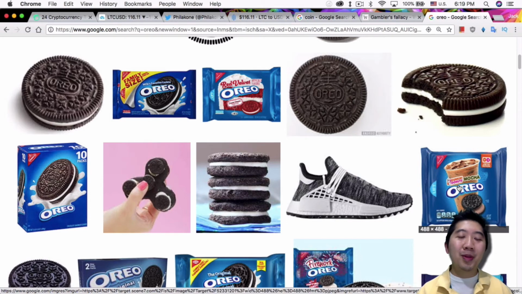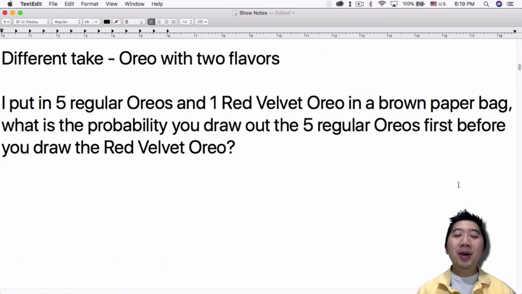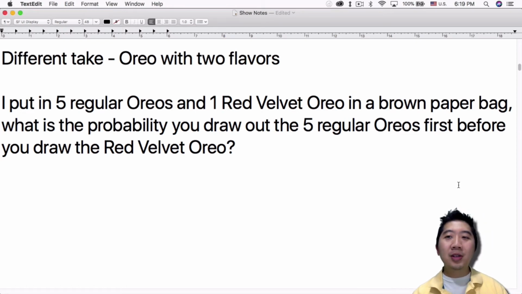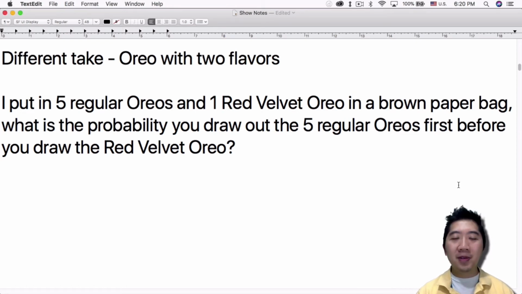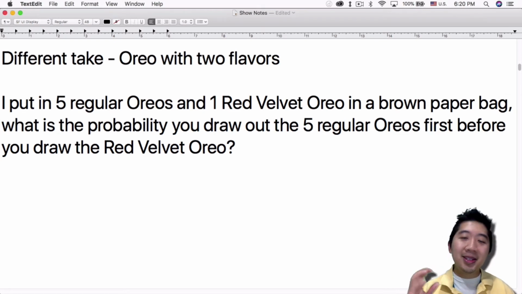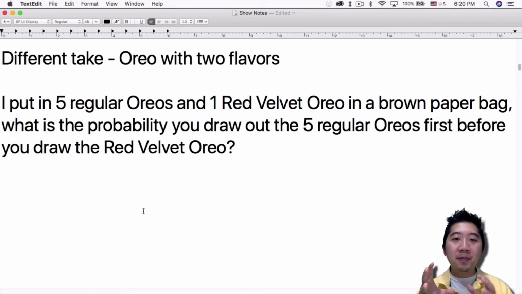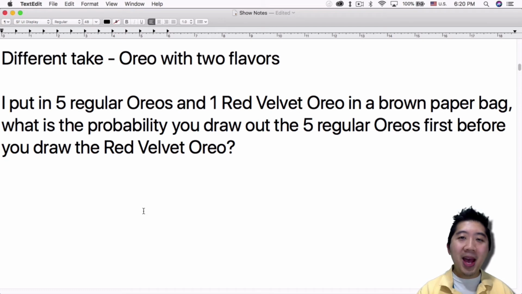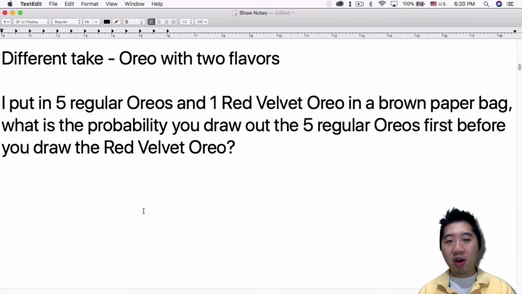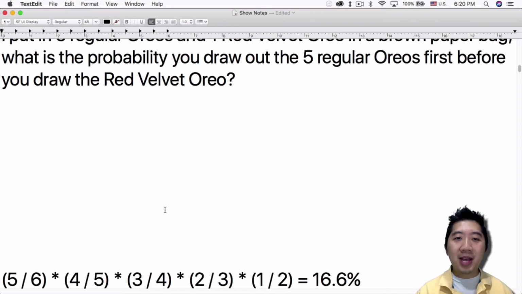There's a whole bunch. But the point being, let's just say I put in 5 regular Oreos and 1 red velvet Oreo in a brown paper bag. What is the probability you draw out the 5 regular Oreos first before you draw out the red velvet Oreo? Do you guys know the answer? So in this case, it's not 50%, obviously, because there's a limited number of Oreos inside the bag. Each time you draw from the bag, you affect the next draw, as you can see here, because I wrote it out for you.